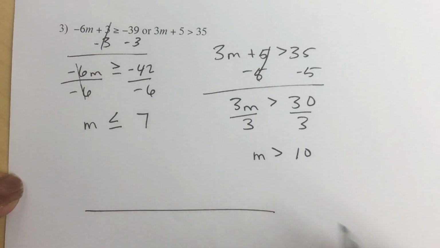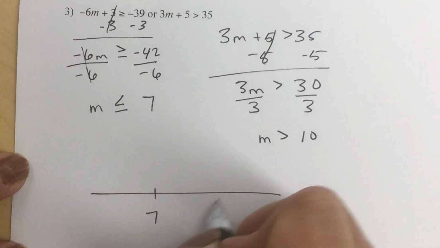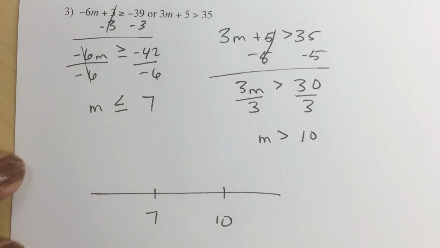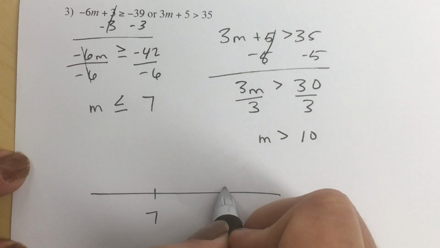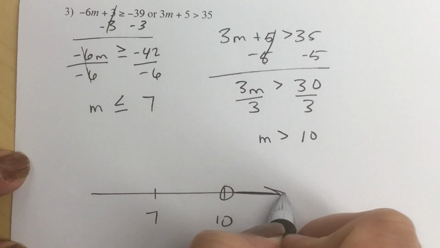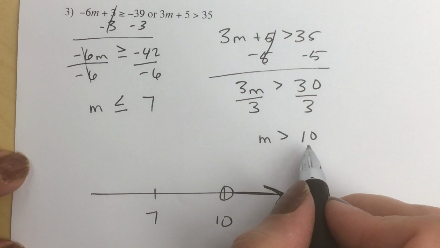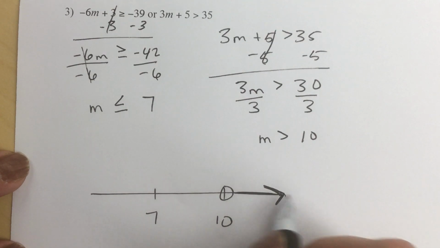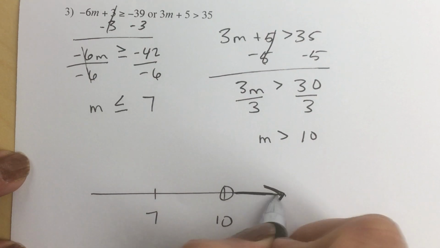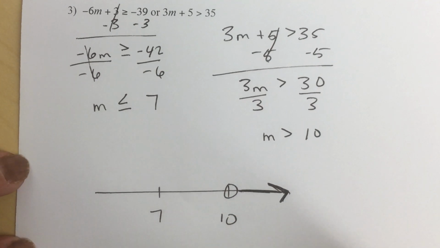So again, you make your number line. So there's a 7, there's a 10. So m is greater than 10, so it's an open circle, shaded to the right. The numbers that are bigger than 10 are what solve this. The numbers that are bigger than 10 are like 11, 12, 13. So those are on this side. You're shading in the numbers that work.